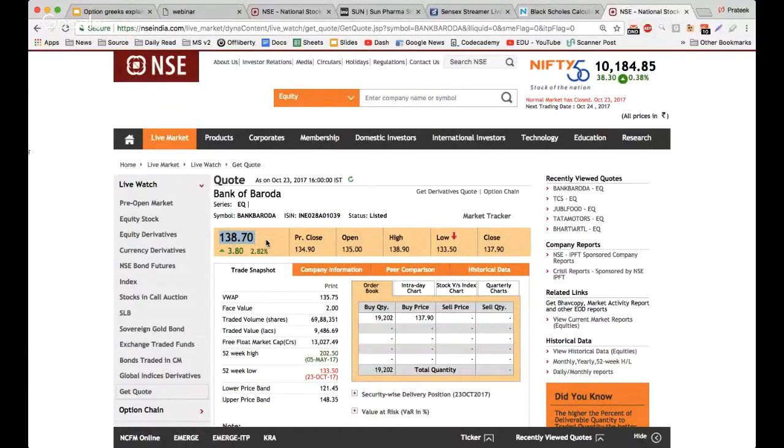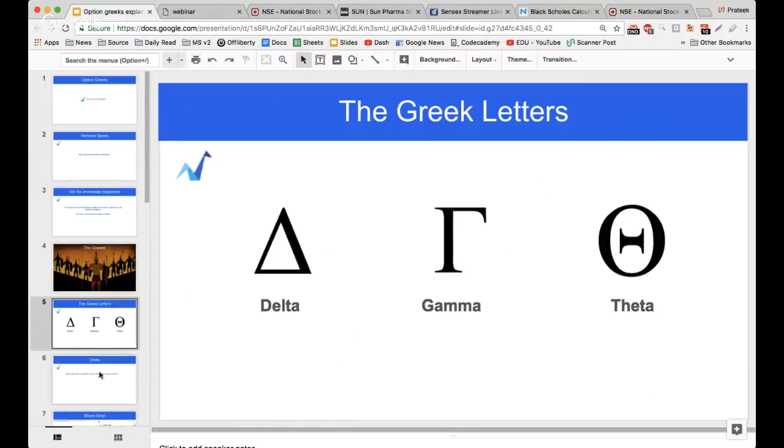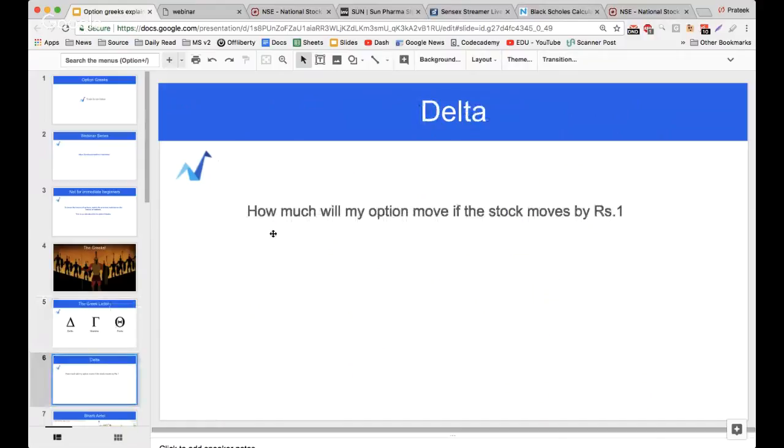my call option move? It's a fair question. Tomorrow, if Bank of Baroda moves by 1 rupee, I know that if I buy call options, my call options will go up, but by how much? Right, that's the question, and this is what the delta teaches us. The delta is how much my option will move if the stock moves by 1 rupee. That's all it is.